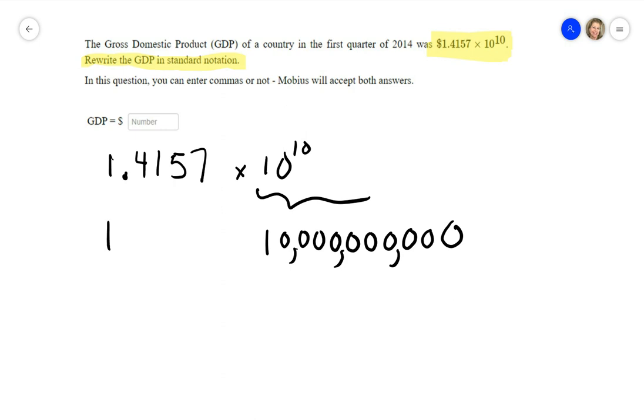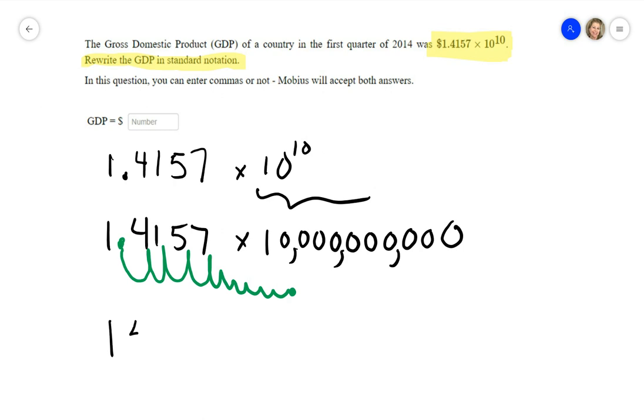So you're taking 1.4157 times 10 billion. And all that's going to do is take this decimal point and move it 1, 2, 3, 4, 5, 6, 7, 8, 9, 10 places to the right. So this number will become 1, 4, 1, 5, 7. Since it's moved over the 4, the 1, the 5, and the 7, that is a move of 4.